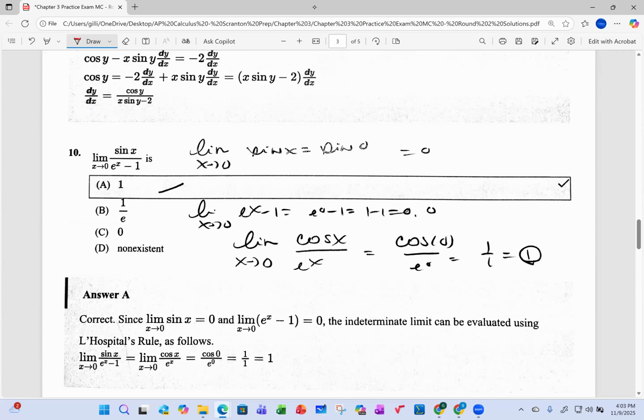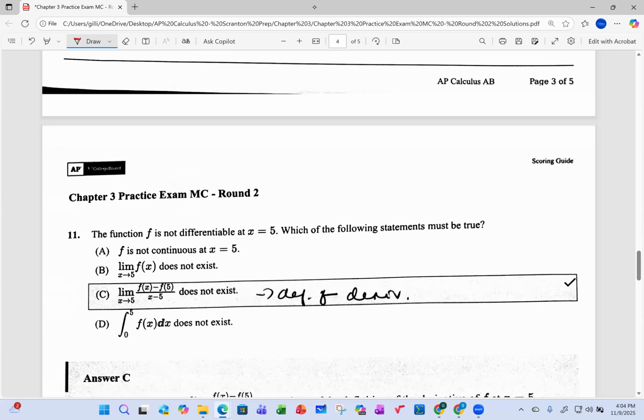And then number 10 is calling L'Hopital, because how do we approach a limit? By direct substitution. So I get the limit of the top is 0, the limit of the bottom is 0. Who am I going to call? L'Hopital. So the derivative of the top is cosine, the derivative of the bottom is e to the x. Let x go to 0, both top and bottom, and 1 over 1 is 1.